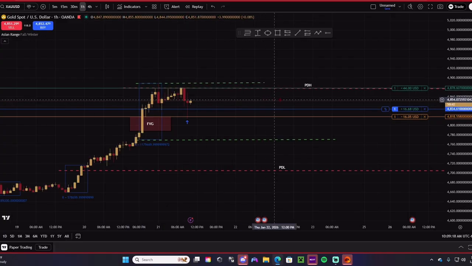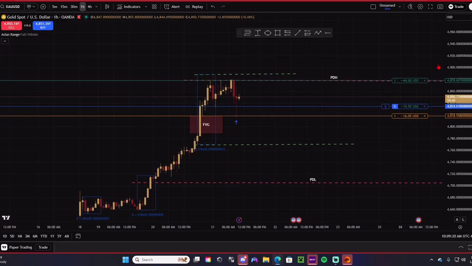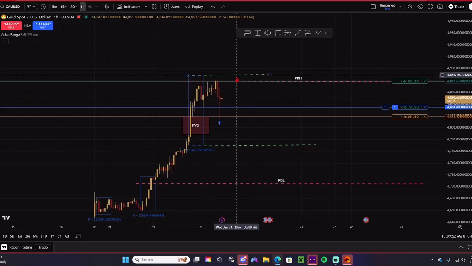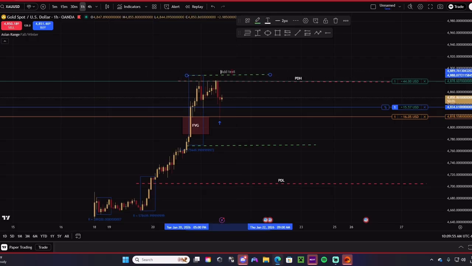So after analyzing the trend on a 4-hour, I moved down to the hour time frame and marked my previous day high and my previous day low. After I mark my previous day high and low, I go ahead and mark my Asian session high and my Asian session low. Usually, I do have these labeled.